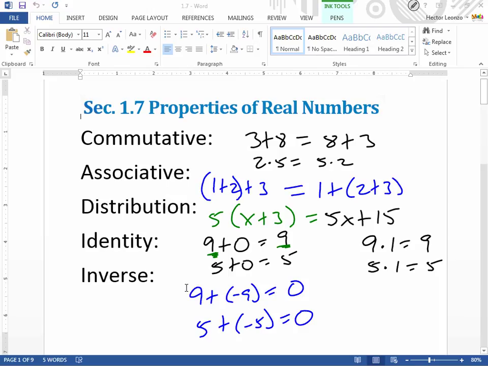The important thing for inverse is that I have the same number. You notice 9 and 9. It's just that they have different signs. Now, for inverse in multiplication, remember how the important number in multiplication is 1? I want my numbers to multiply and it is equal to 1.